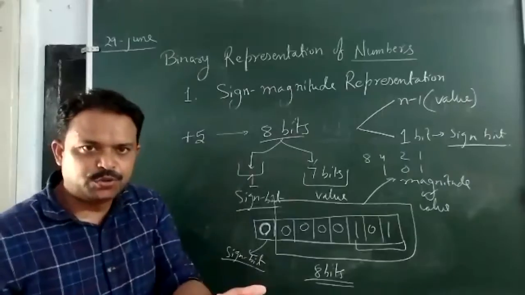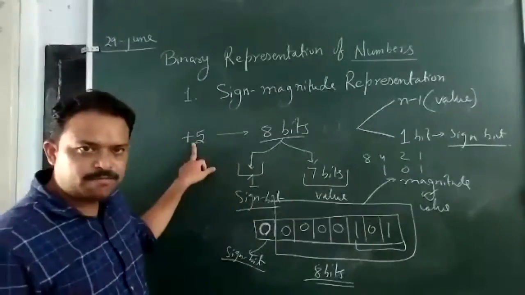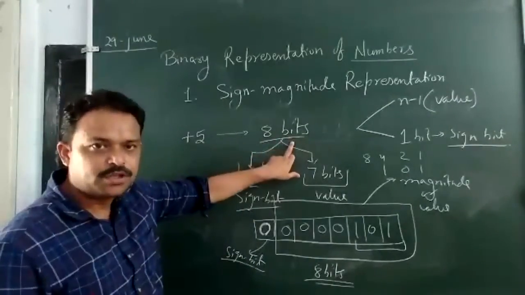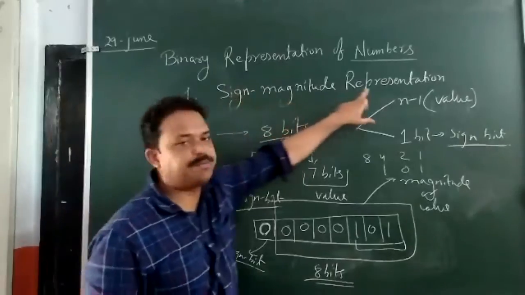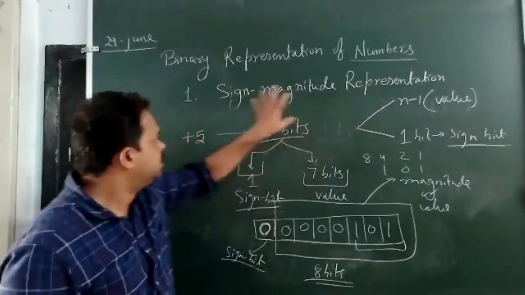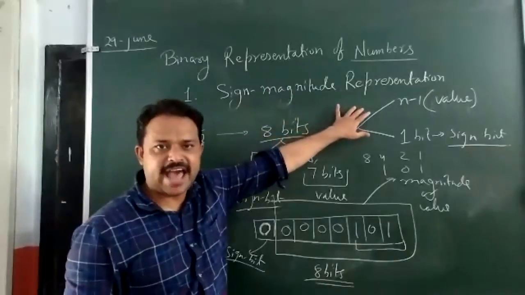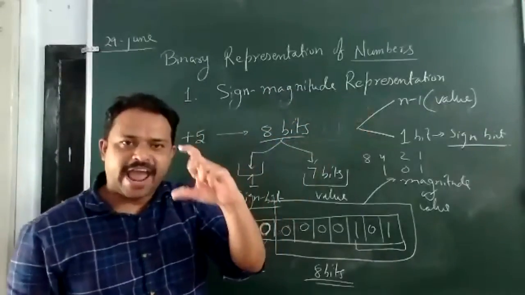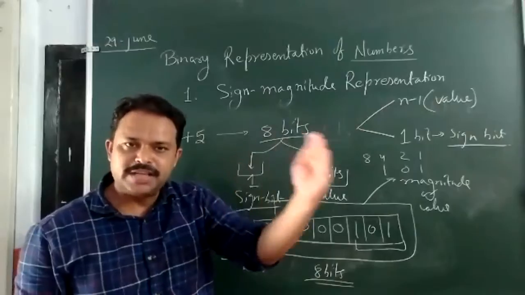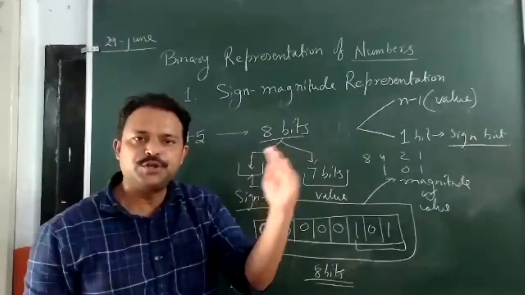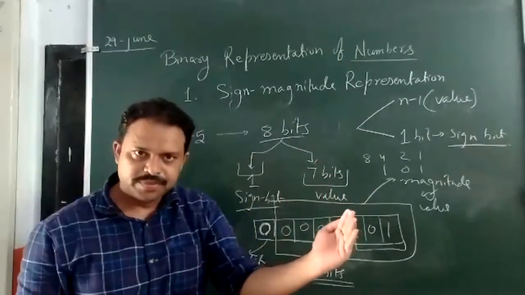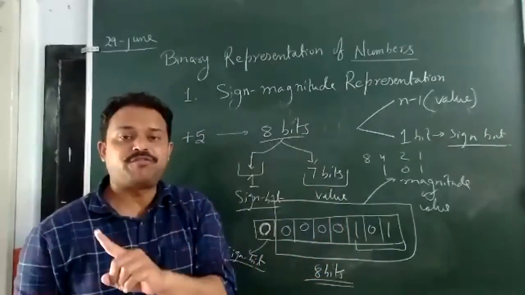If somebody says to you, represent plus 5 in 8 bits using sign magnitude representation. Okay, sign magnitude representation says that if you have n bits, n minus 1 are used for magnitude, and 1 bit will be reserved for the sign bit.